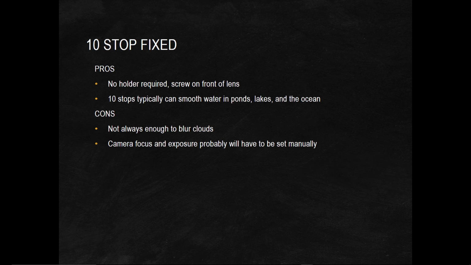As we get up to the 10-stop fixed, once again, it's just a screw-on filter. 10 stops is usually enough to give you the look on water that you are wanting and desiring. The cons is 10 stops will not give you long enough exposures to blur the clouds. And once you get up to 10 stops neutral density, your camera will not be able to focus through that filter. It will not be able to meter properly. So you're going to have to take care of focusing and metering manually.